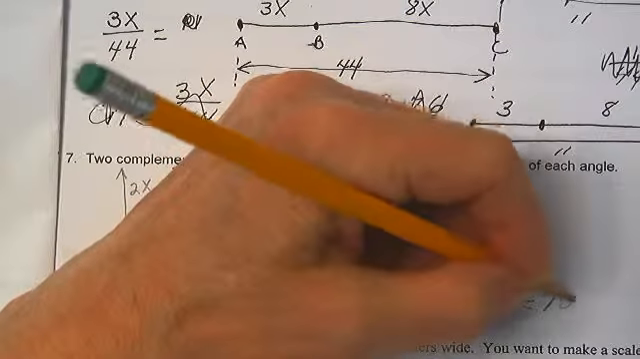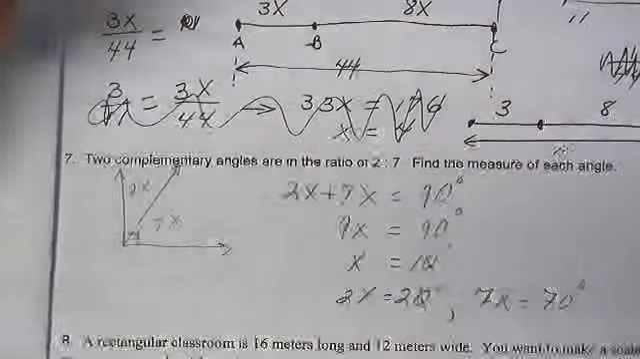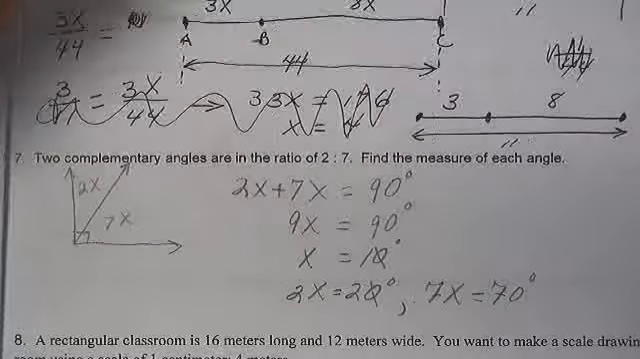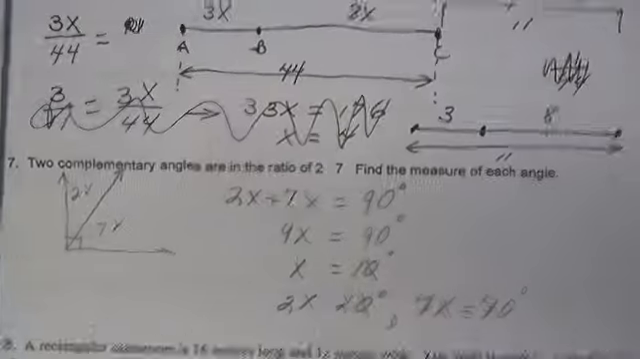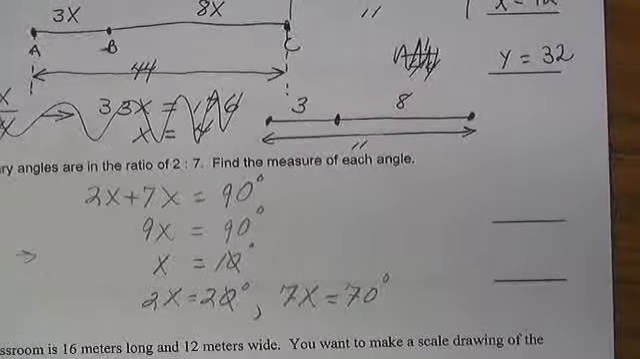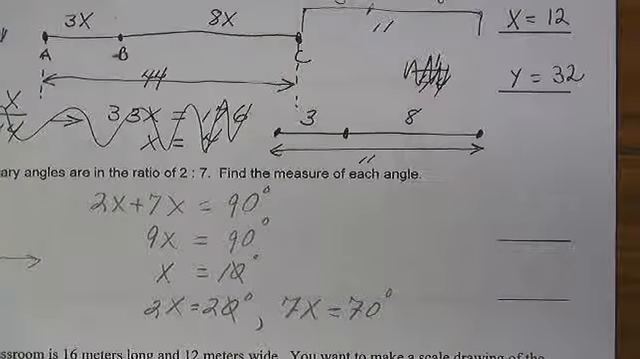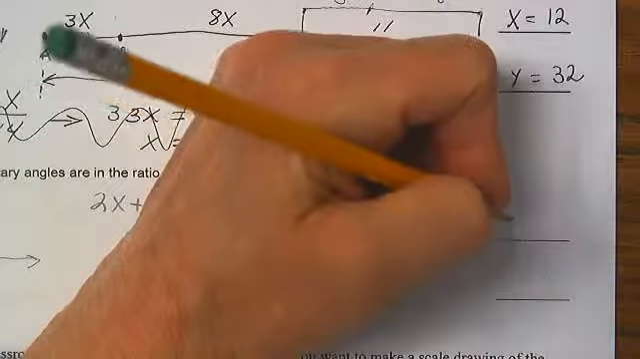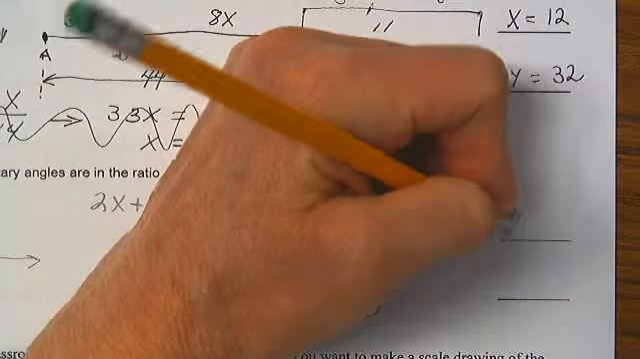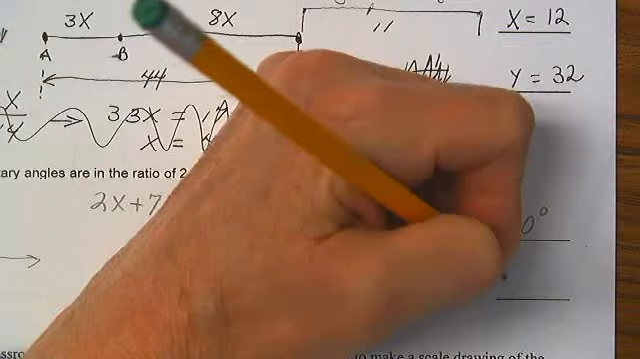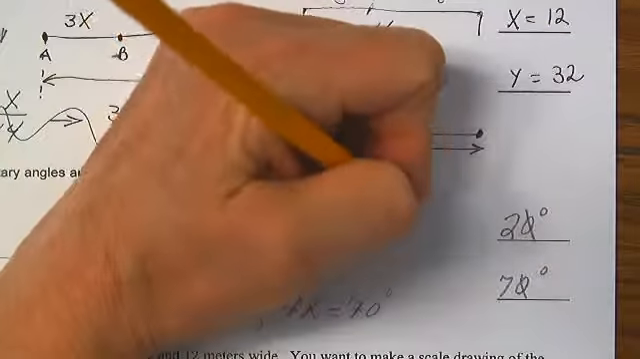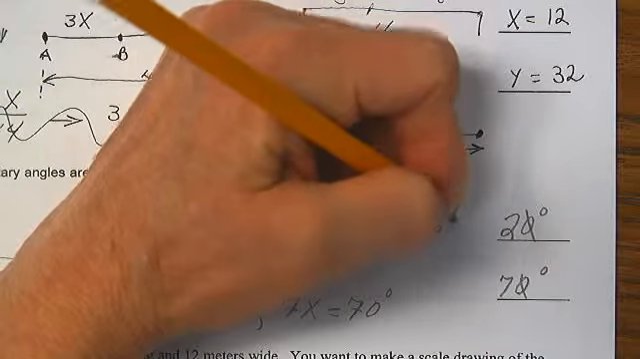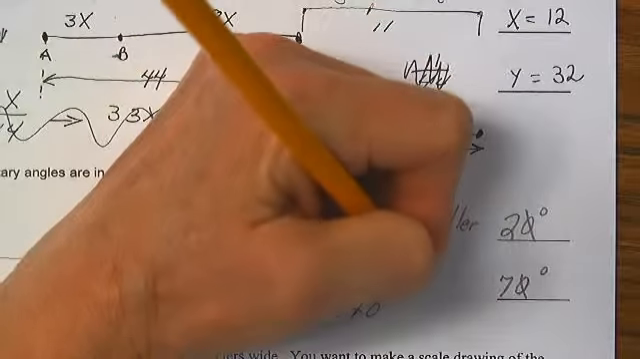7x equals 70 degrees. I don't see that that has anything to do with proportions. That's just regular algebra. So I'm a little baffled about why this problem is here, but at least we have perfectly good answers. 20 degrees, 70 degrees, smaller, larger.